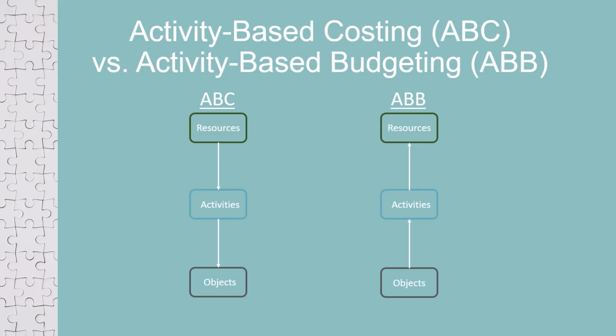However, the budget follows the sequence of events as they occur in real life. In ABB, customers are going to buy products and services, in other words, objects. This will cause our company to perform activities to meet customer demand. These activities will consume resources and create costs, which will be recorded in the budget. The image here shows how the flow of the analysis in ABC is the opposite of the flow of how costs are compiled in ABB.